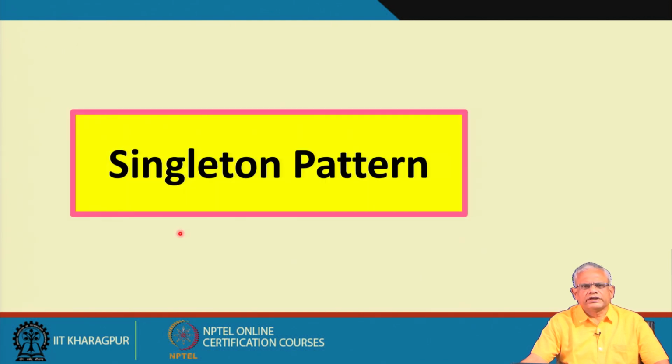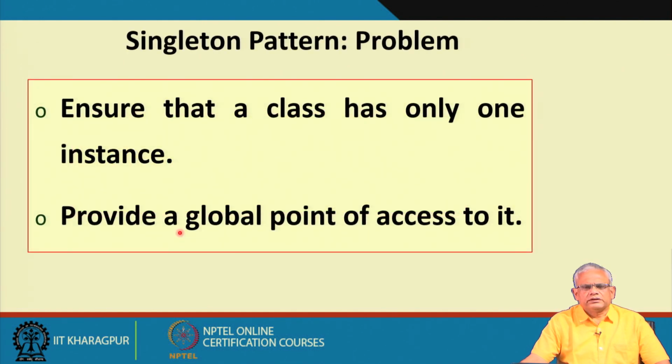Now, let us look at the singleton pattern. This is also a frequently used popular pattern. This is a creational pattern, which deals with how to create an object, but here the problem is that the class should have only one instance, and we must ensure that only one instance of the class is created. We cannot create multiple instances, and also we need to provide a global point of access to this single object, so that all other classes can access this object.